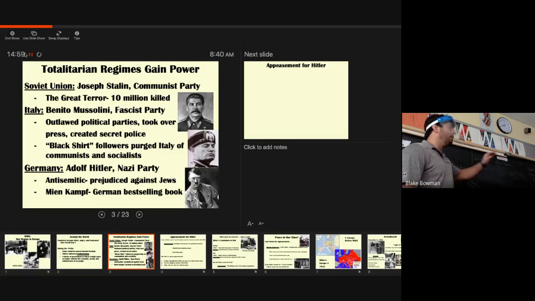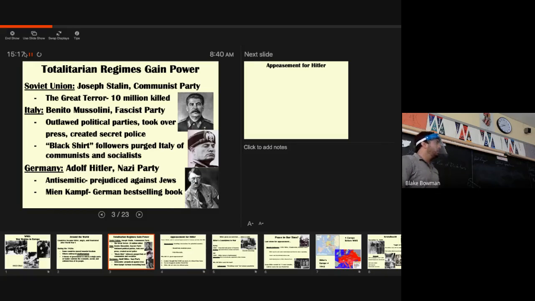So he creates this group called the Black Shirts. Make sure you write that down. The Black Shirts were people that obviously had the same fascist ideology, and they wanted to push out any type of communist leaders, any type of communist opposition to his fascist party.